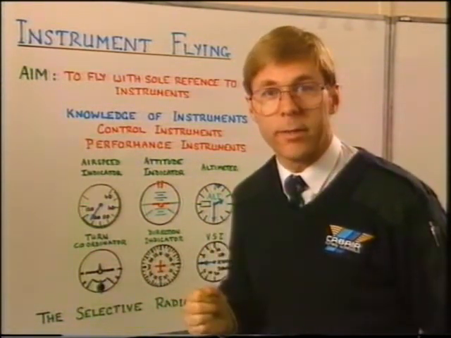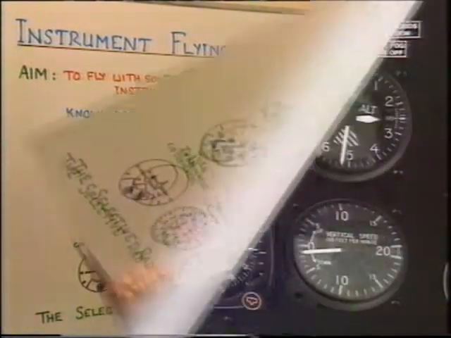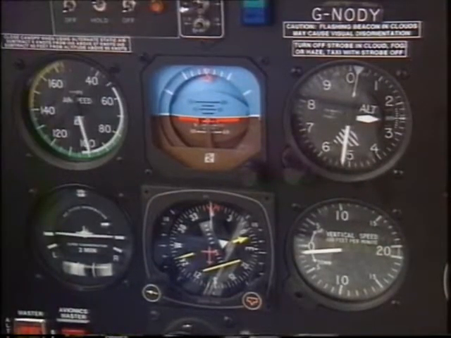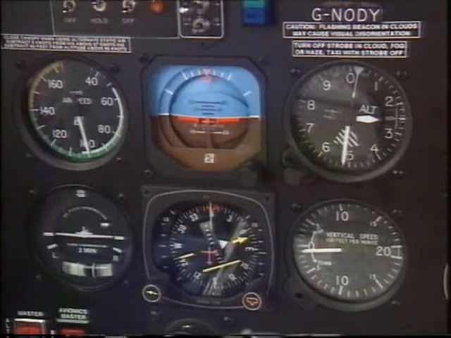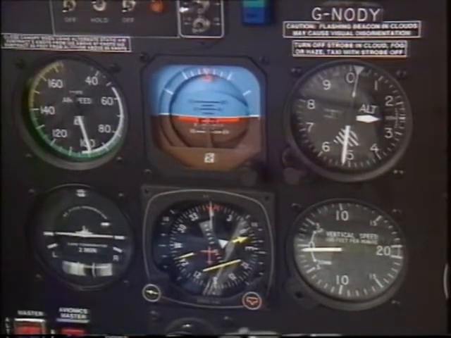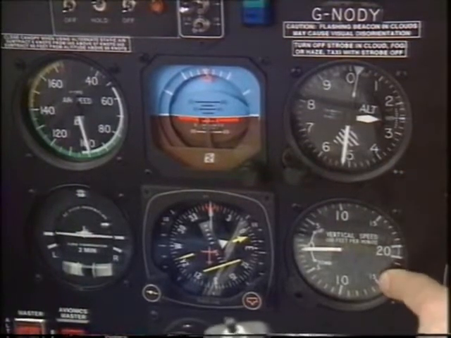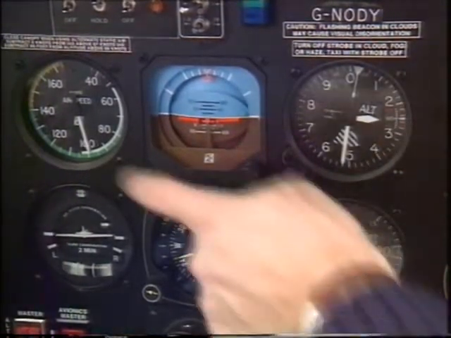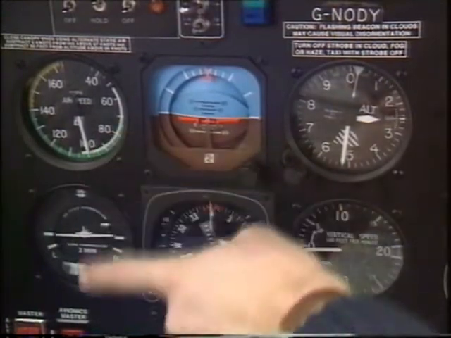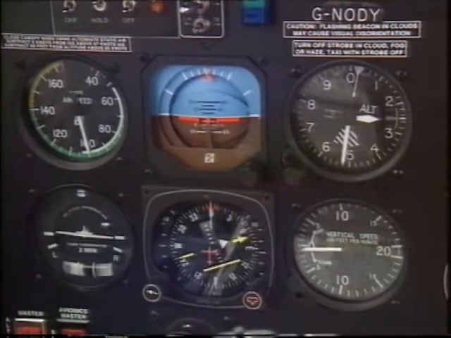So let's now have a brief look at instrument flying. So you can see now that we're flying level, 2,500 feet, neither climbing nor descending, on a heading of due north, at an airspeed of 100 knots this time. The aircraft's in balance and the wings are level. So let's have a very brief look at what each of these instruments shows us.